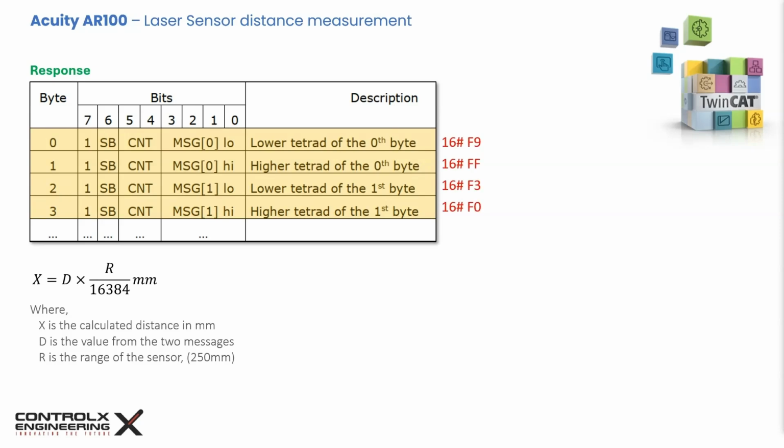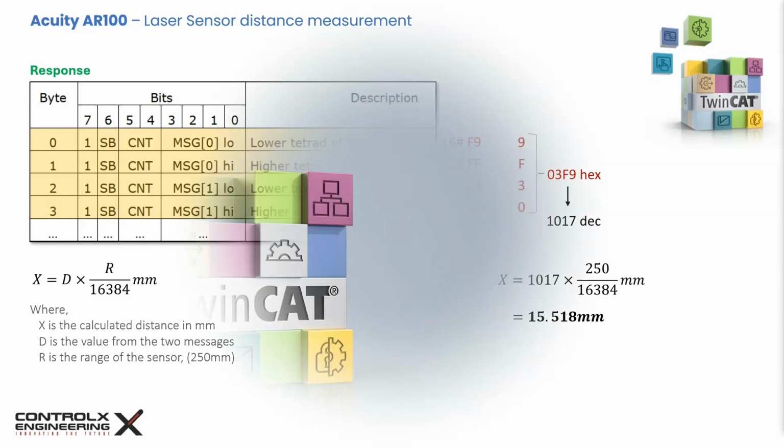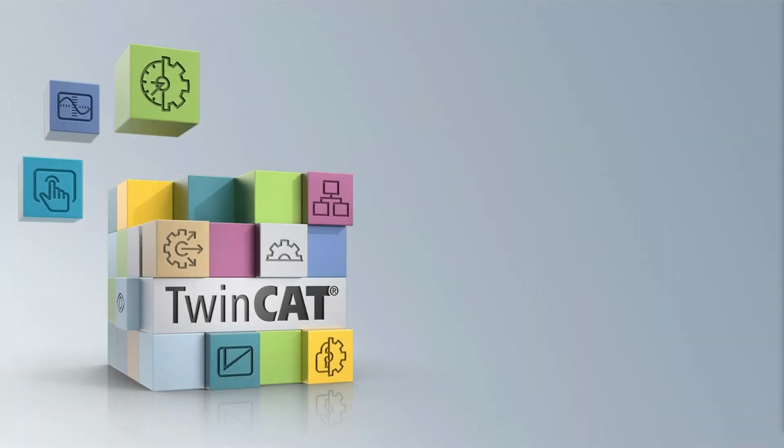Imagine these are the 4 response bytes we received from the sensor. Extracting the lower nibble containing the message from these bytes gives us this. Arranging them from the low byte to the high byte gives us a value in hex. Converting to decimal and applying the formula gives us the required distance in millimeters. Now that we know how to send requests and interpret responses from the sensor, let's hop on to TwinCAT and start coding.